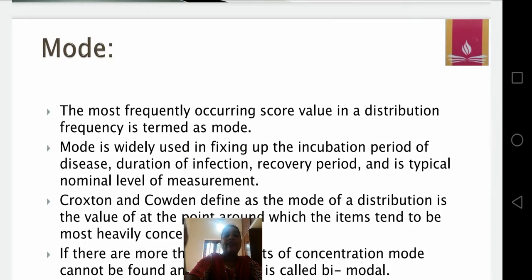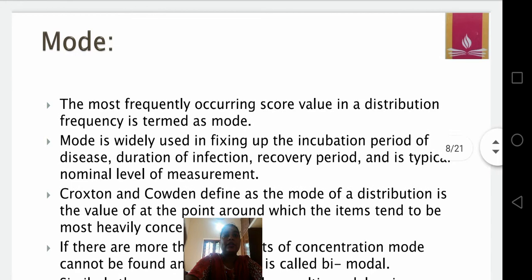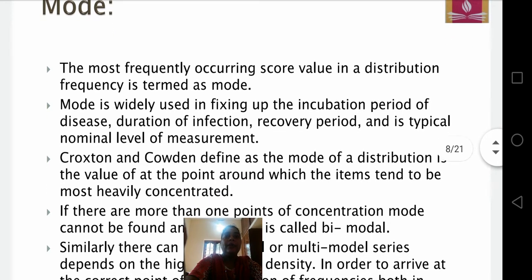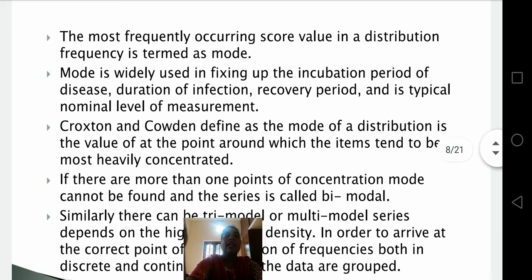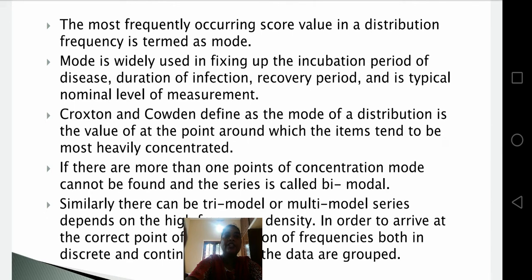Now the second one, that is known as the mode. What do you mean by mode? It is nothing else, the most frequently occurring score value in a frequency distribution is known as the mode. It is widely used in fixing the incubation period of disease, duration of infection, recovery period, and so on. So mode values have a very important role in our health science.